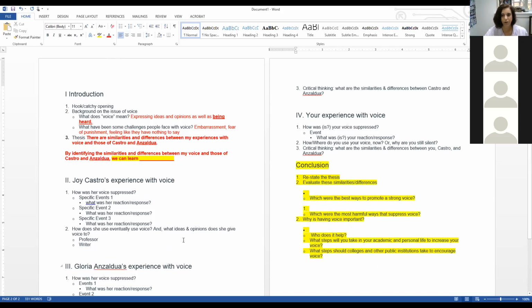Notice when you moved on to Joy Castro's experience with voice, this isn't necessarily one paragraph. This possibly could be divided into two or three paragraphs depending on how you arranged it. When it says, how was her voice suppressed, you'd have some kind of answer. In her case it was educators not listening to her. In the first event you might have talked about was wanting that professor who was writing about domestic abuse, who was only going to publish the article.